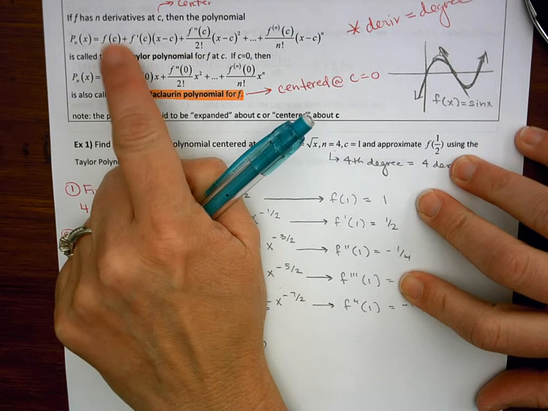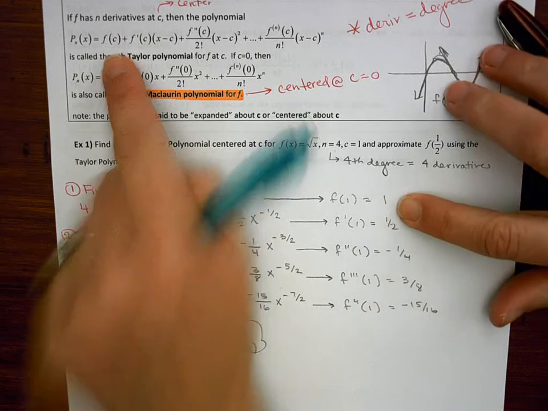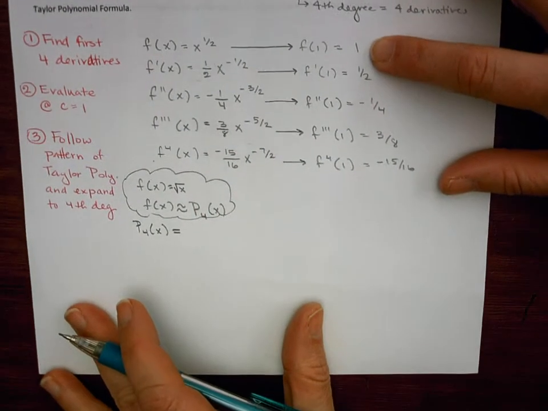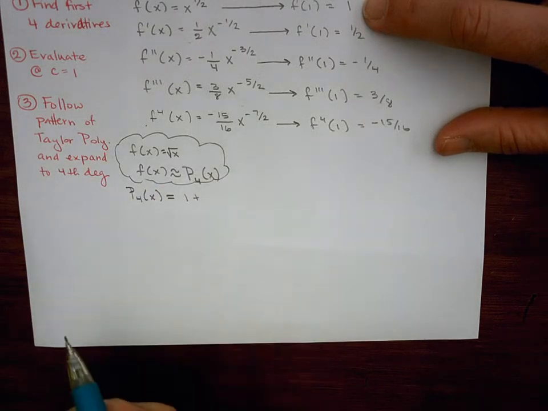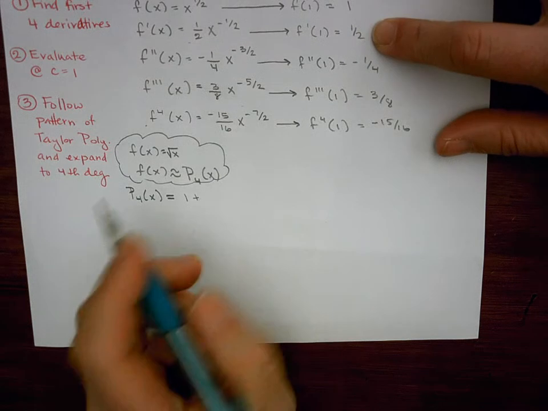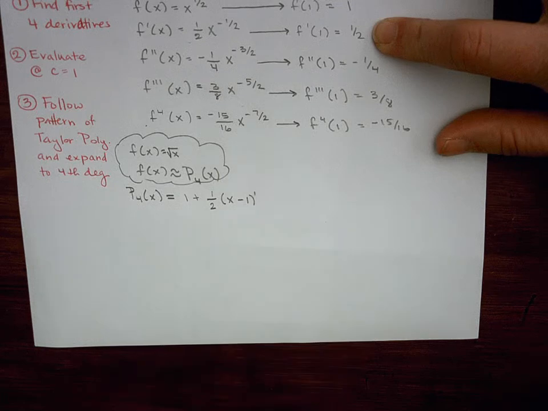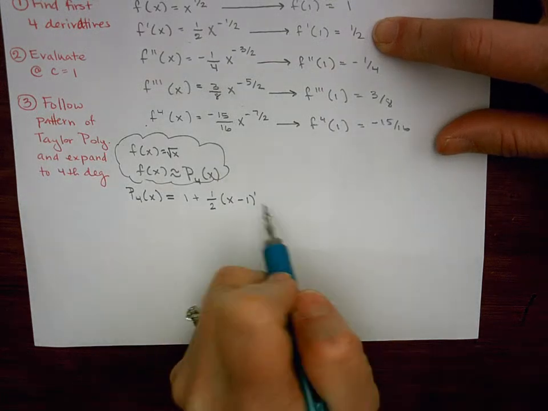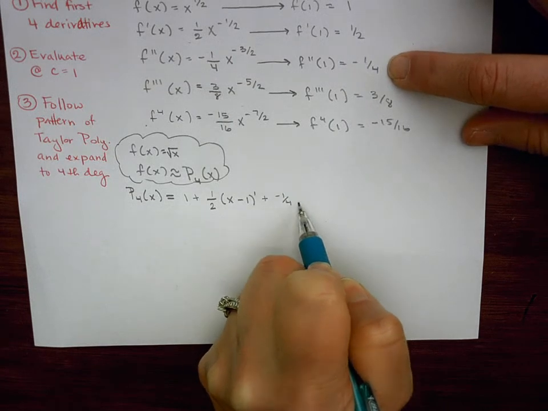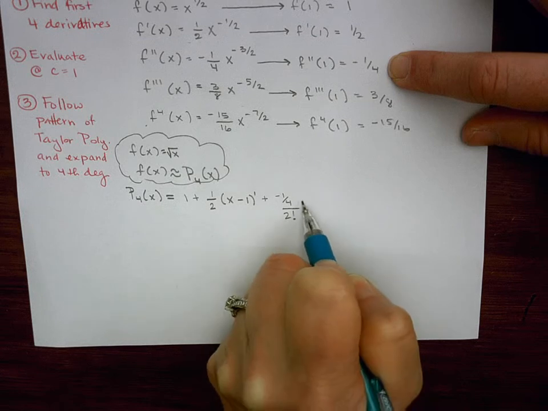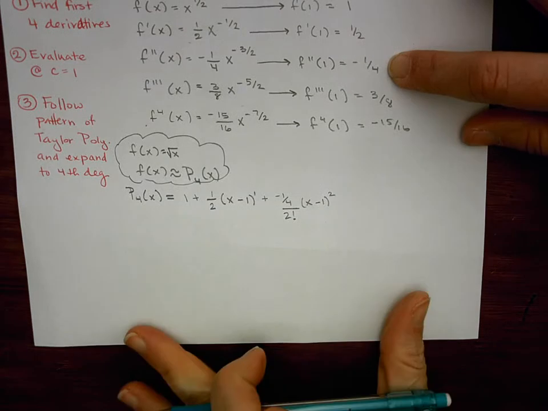So it starts out with f of c. My f of c is equal to 1. So f of c equals 1. Okay, let me slide this up. So this is 1, and now plus f prime of c, which is 1/2, times x minus c to the power of 1. And then plus the second derivative, which is negative 1/4, over 2 factorial times x minus c to the power of 2. Okay, I'm going to slide back down here so you can see what I'm doing.